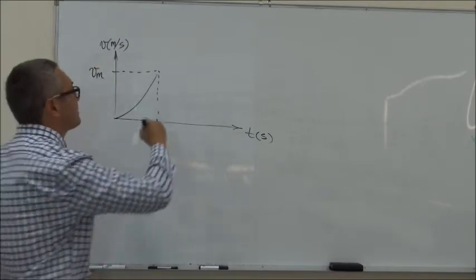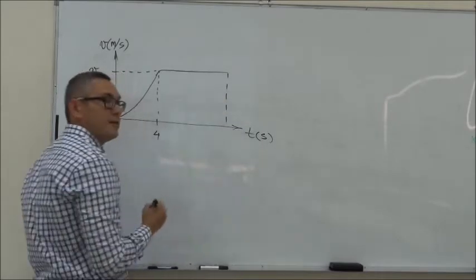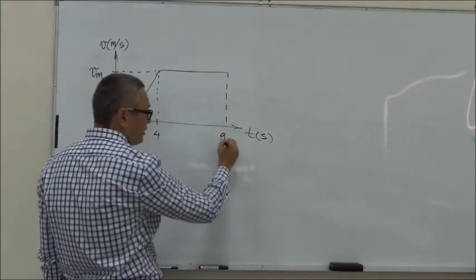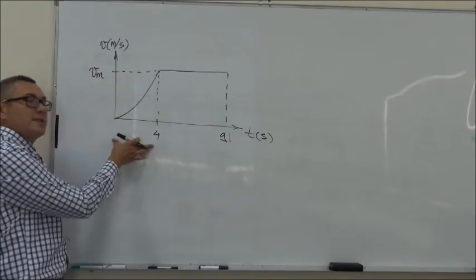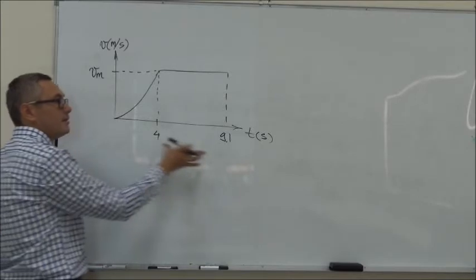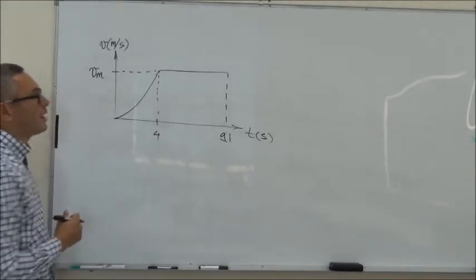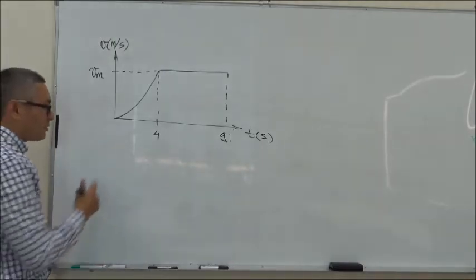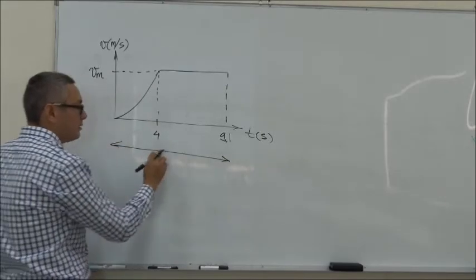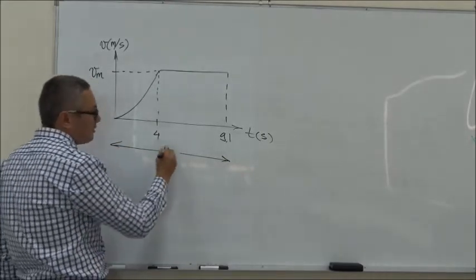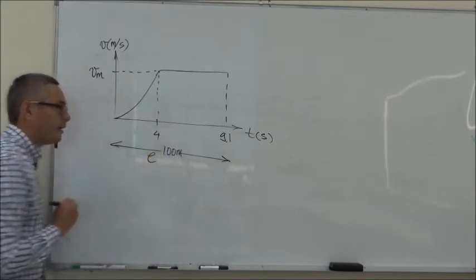And then it maintains this velocity for the remainder of the race, and as is given in the problem, it just runs for 9.1 seconds. So for the first 4 seconds, he accelerates, and the rest of the time, it just maintains this maximum speed. It also says in the problem that the total length covered by the sprinter is 100 meters. So let's say that this is our L.